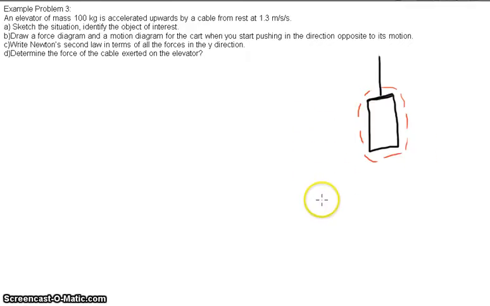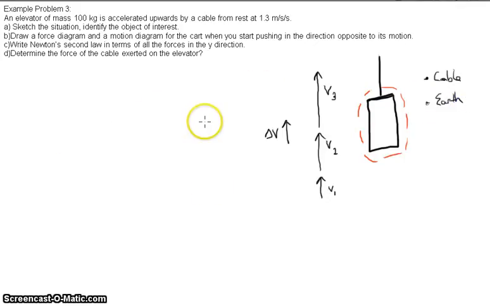So I'm going to draw my motion diagram first. If it's starting from rest and going up, you have V1, V2, it's getting faster. V3 is getting faster still. Alright, and we have our change in velocity, which would be going up. To identify the objects of interest, we have the cable, and we have the Earth.